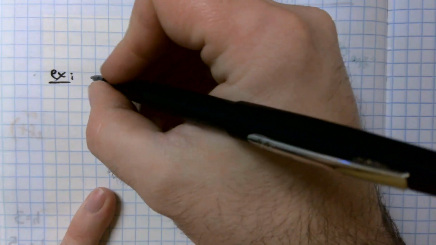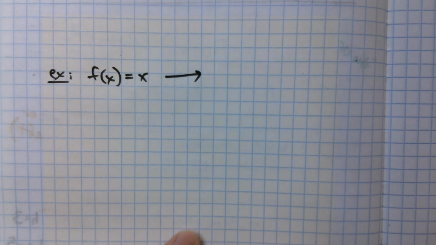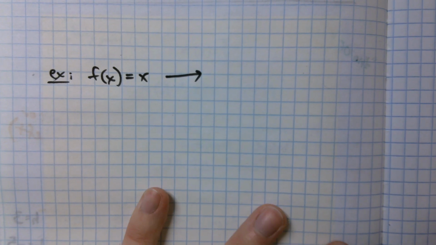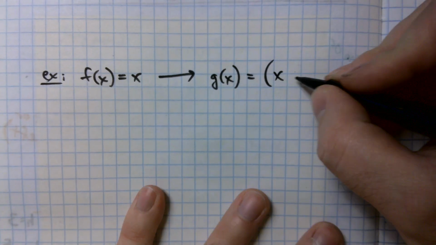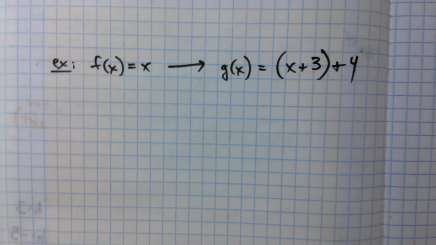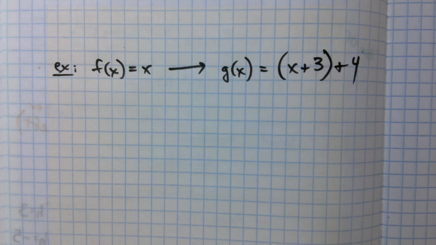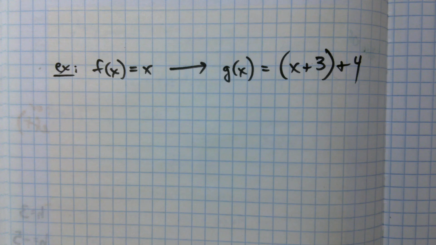Okay. Let's say f of x is equal to x. I transform this function, or translate it in this case, if I want to be specific, to g of x, which is equal to x plus 3 plus 4. My parent function turns into g of x is equal to the quantity of x plus 3 plus 4. Everybody cool with that?